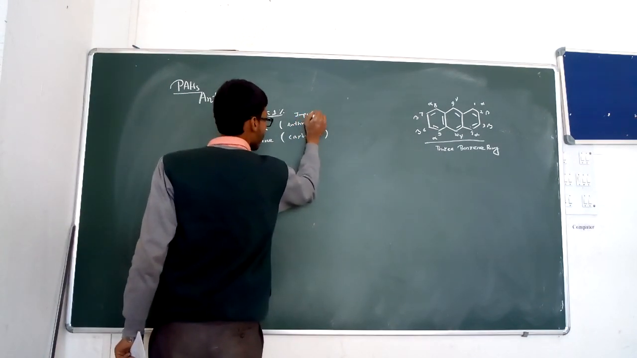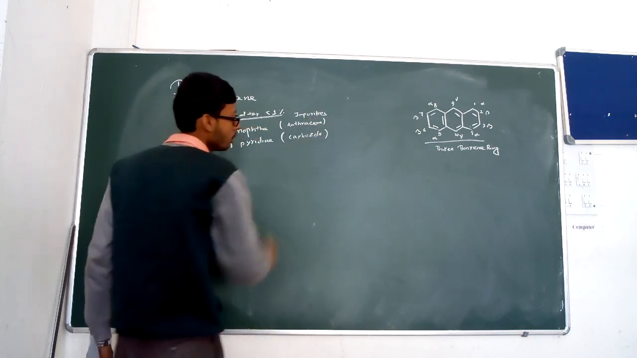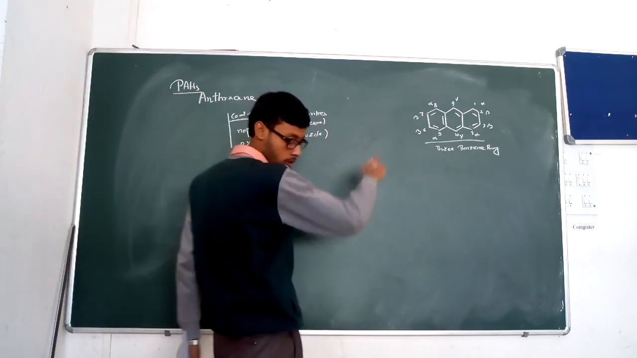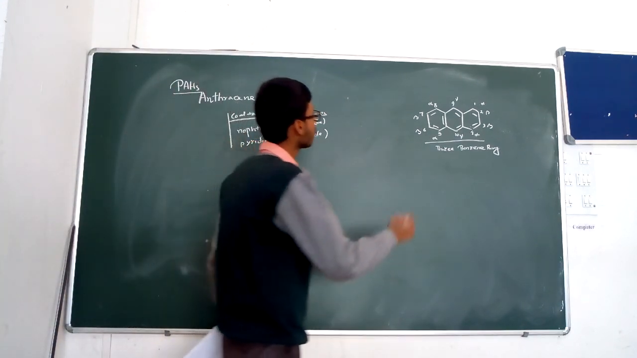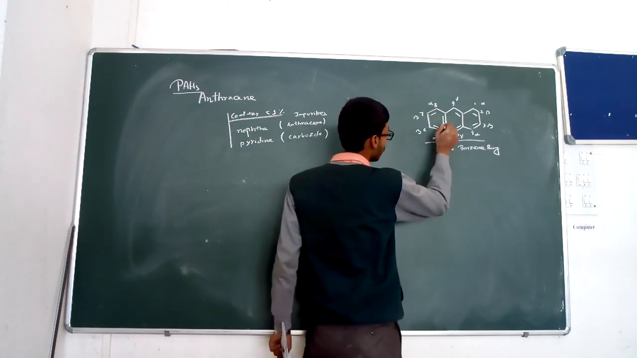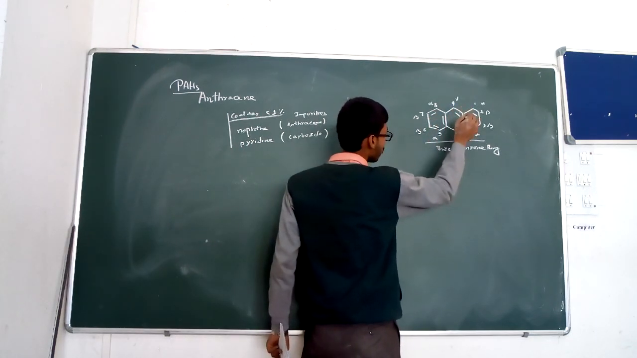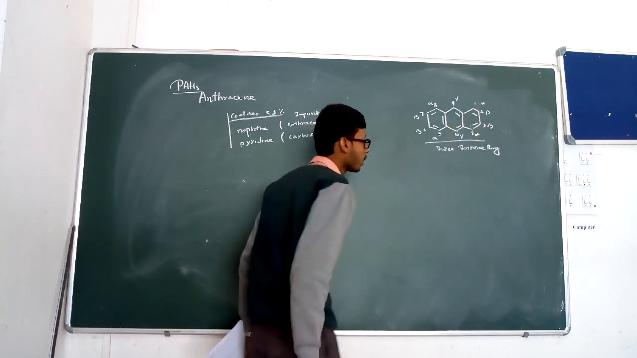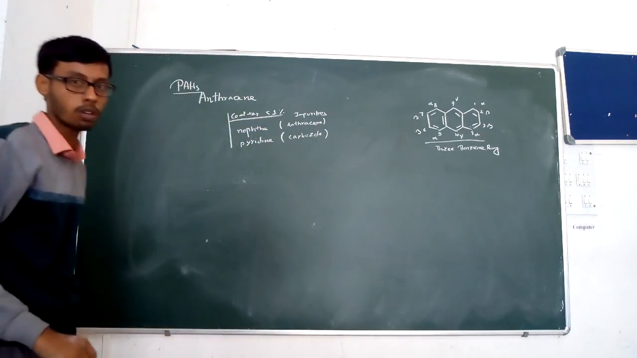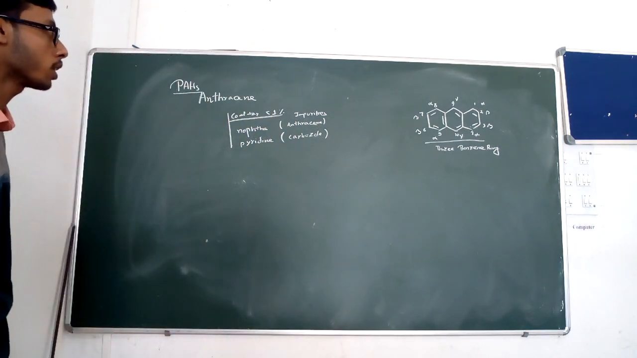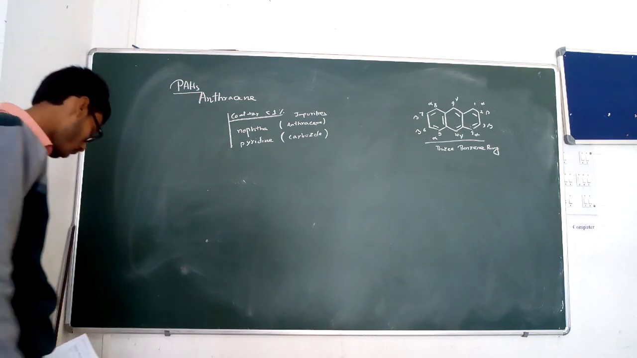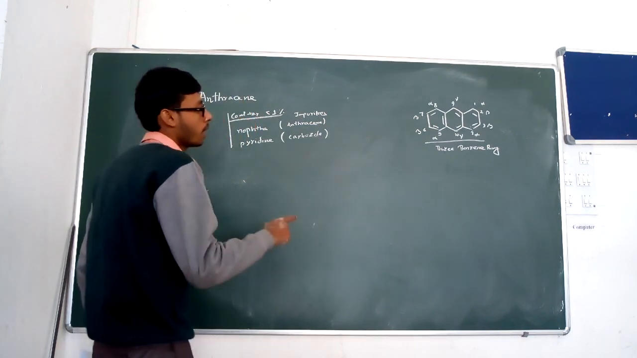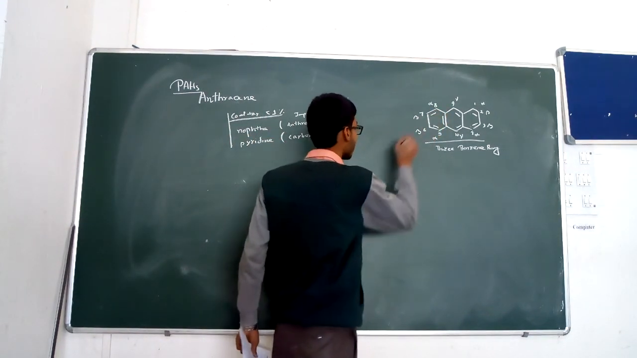If you go into the structure of anthracene, you look that it is a cyclic planar compound and contains conjugated double bonds: double bond, single bond, double bond, single bond, double bond, single bond, double bond. Here is a double bond, single bond, double bond, single bond. So that is a conjugated cyclic planar ring system. Each carbon present in anthracene is sp2 hybridized.